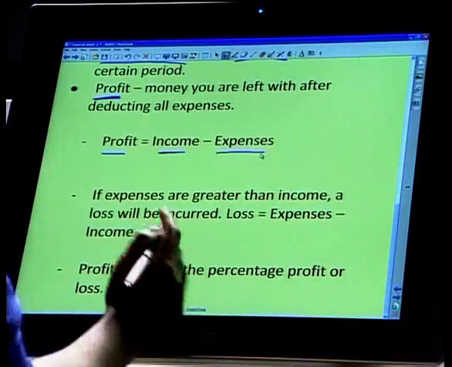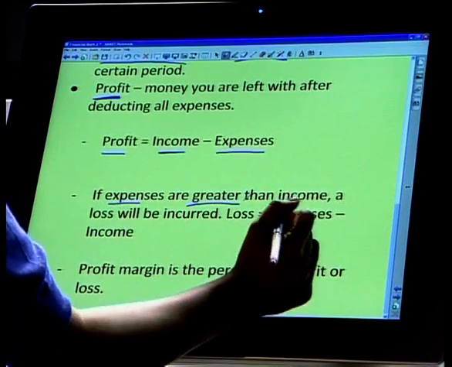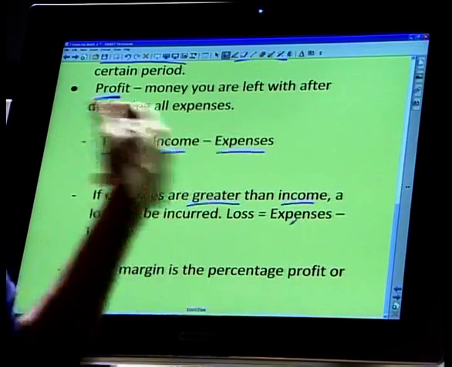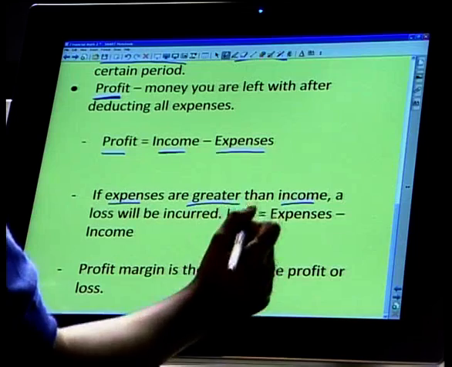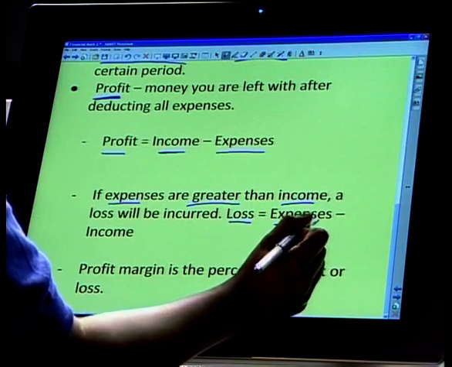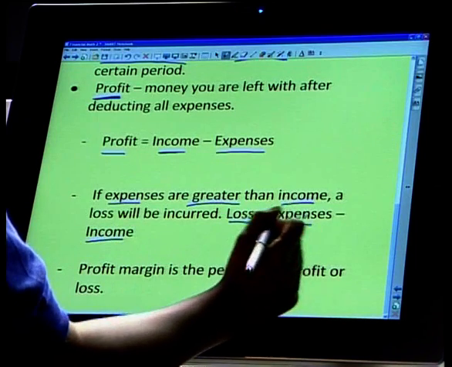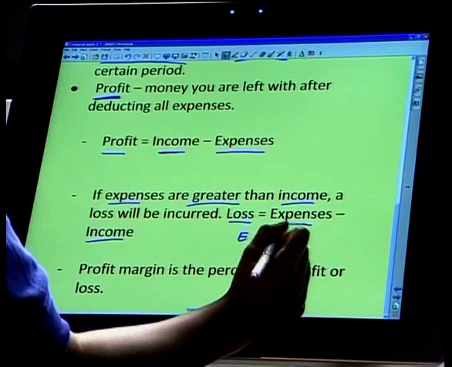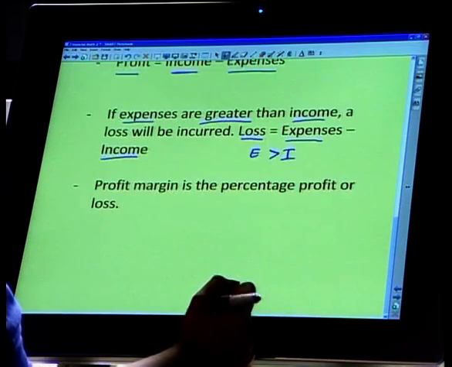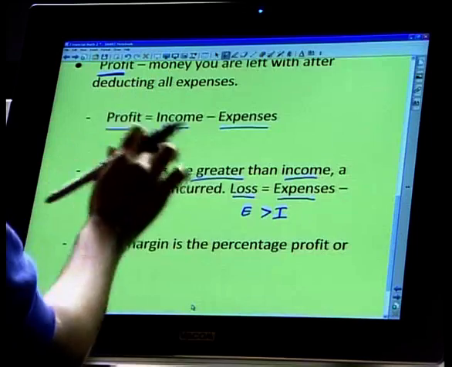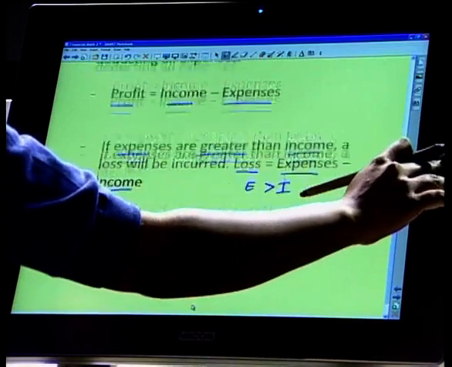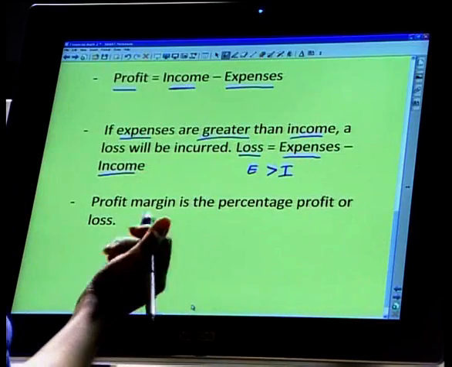Now sometimes it happens that your expenses are greater than your income. In this case, you won't be making a profit because you actually are spending more than you're getting in. In that case, you will make a loss. Another way to think of it is that a loss is equal to your expenses minus your income, where your expenses are greater than your income. Or if you want to think of it in terms of profit, if you work out your profits and you get a negative answer, since money is obviously not negative, it means that you have made a loss.